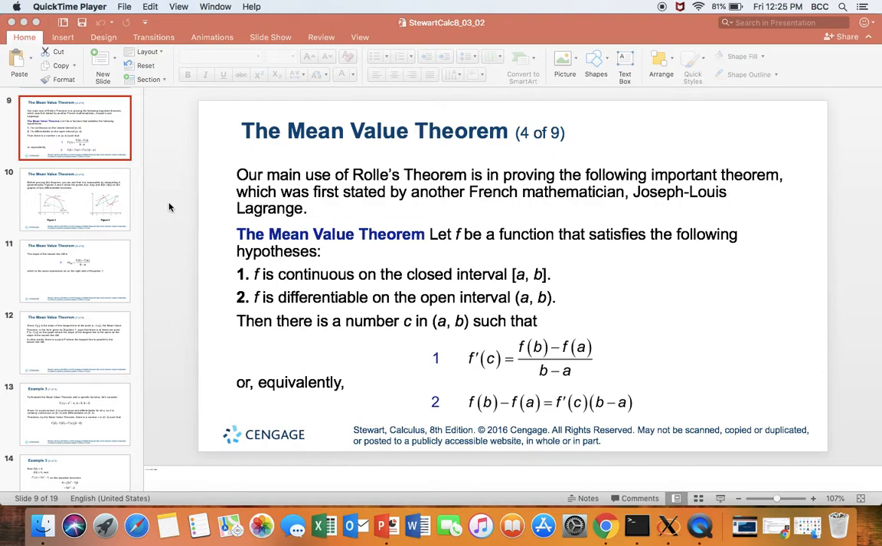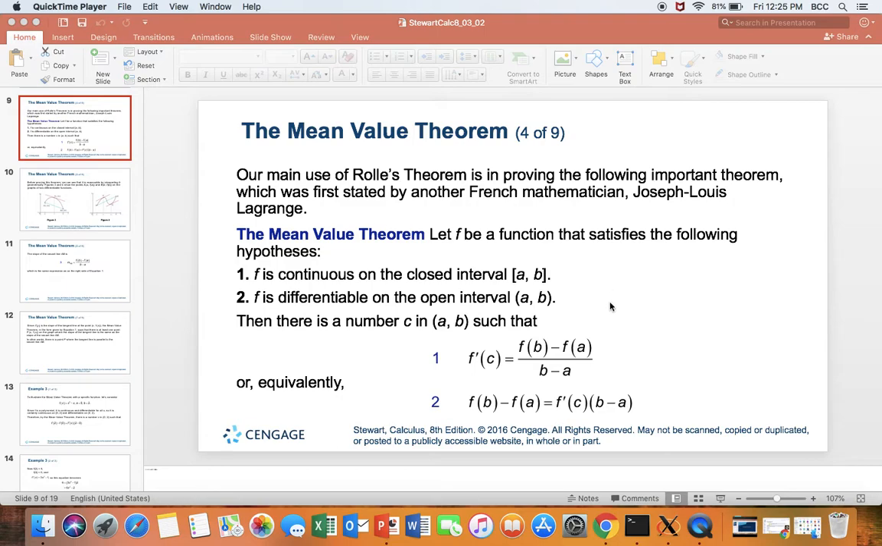Let f be a function that satisfies the following hypothesis. Notice this is very similar to Rolle's theorem. You're requiring your function f to be continuous on the closed interval [a, b]. You're requiring that your function f is differentiable on the open interval (a, b). Unlike Rolle's theorem though, you're not expecting f(a) to be equal to f(b). You're simply saying be continuous on the closed interval, be differentiable on the open interval.